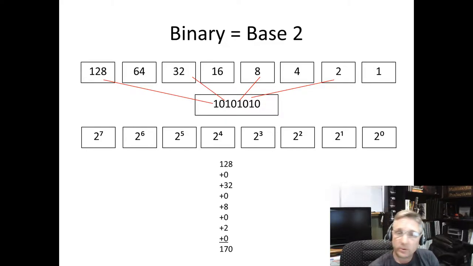So 2 to the 0 is always 1. That's our ones column over here on the far right. 2 to the 1 is always going to be 2. So instead of a tens column, as in decimal or base 10, it's the twos column. Any number we have here, we're going to multiply by 2. Any number we have here, we multiply by 4. Here, by 8. Here, by 16, and so forth, all the way up.